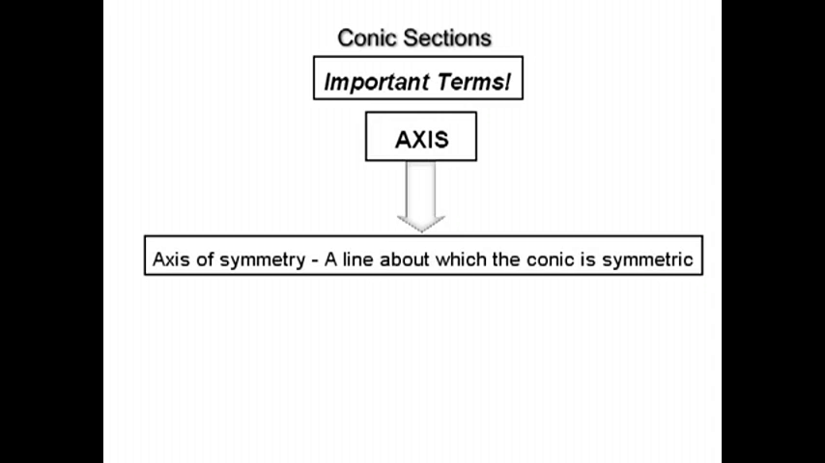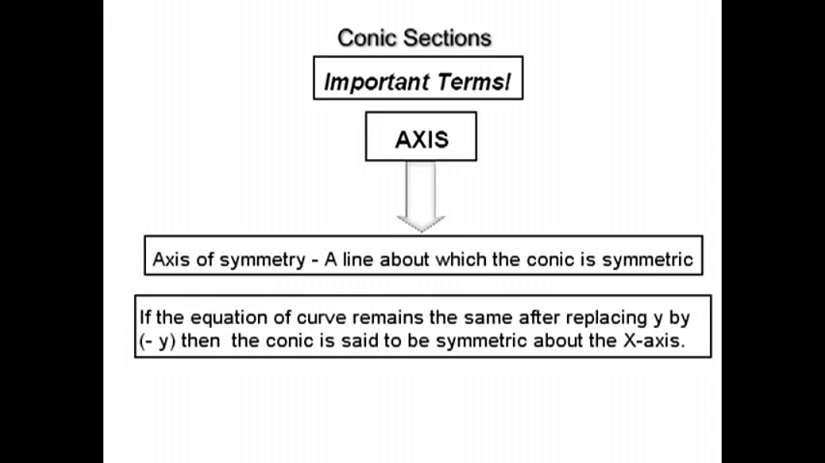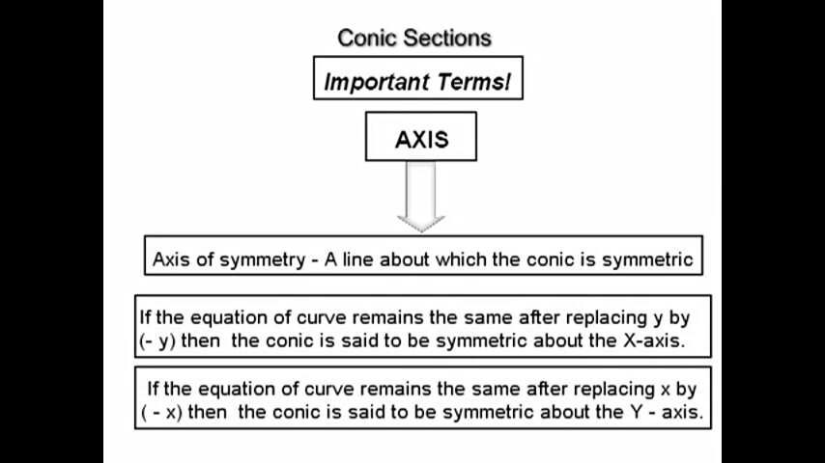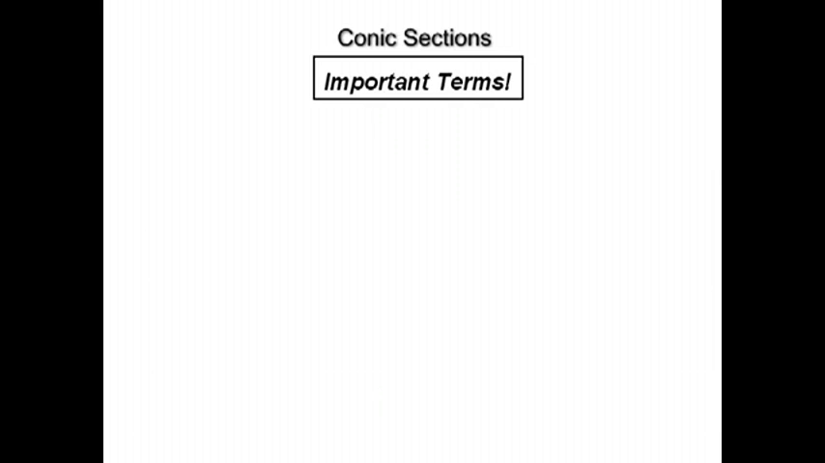A few important terms are: number 1, axis. The axis of a conic is the axis of symmetry, that is, a line about which the conic is symmetric. If the equation of a curve remains the same even after replacing y by minus y, then the conic is said to be symmetric about the x-axis. If the equation of a conic remains the same even after replacing x by minus x, then it is said to be symmetric about the y-axis.